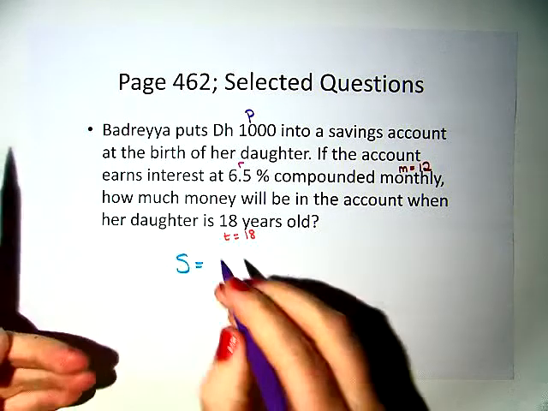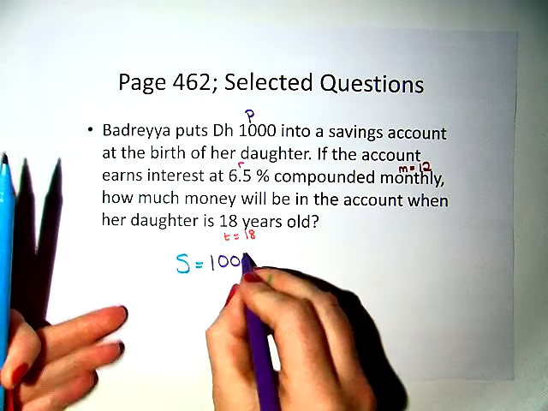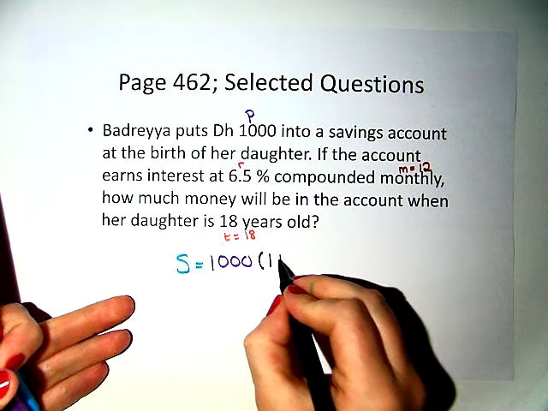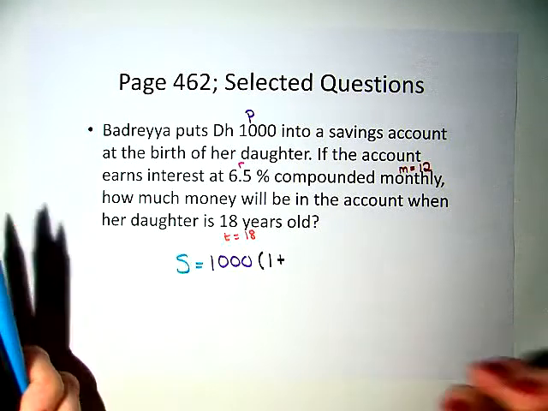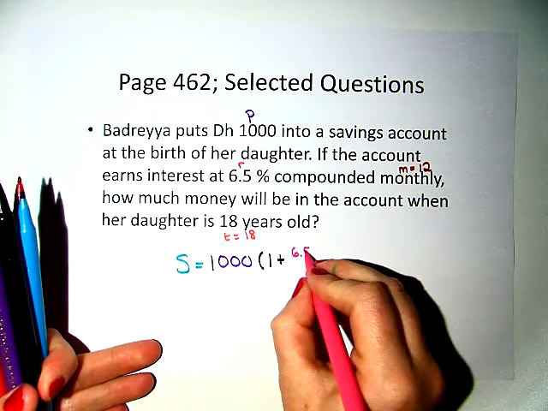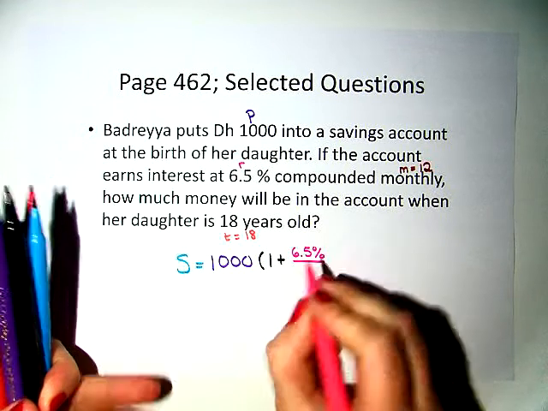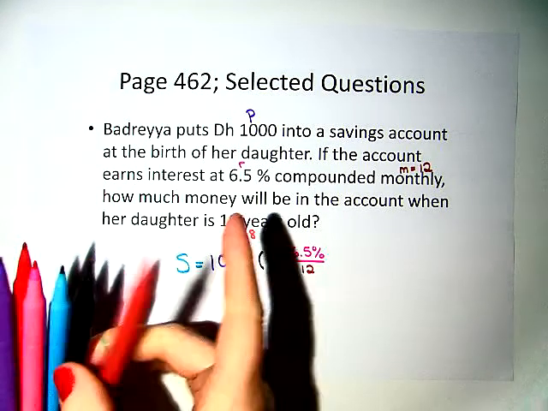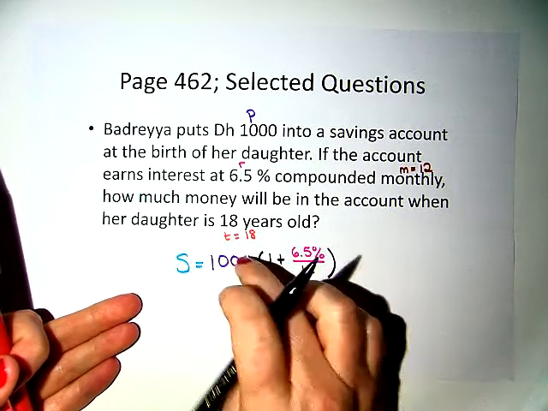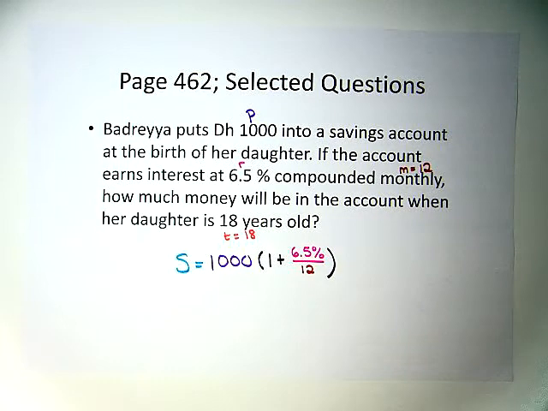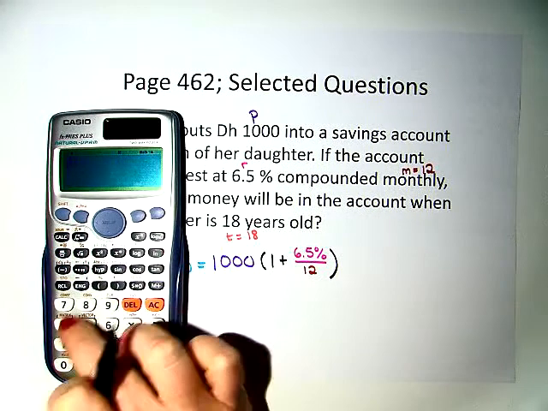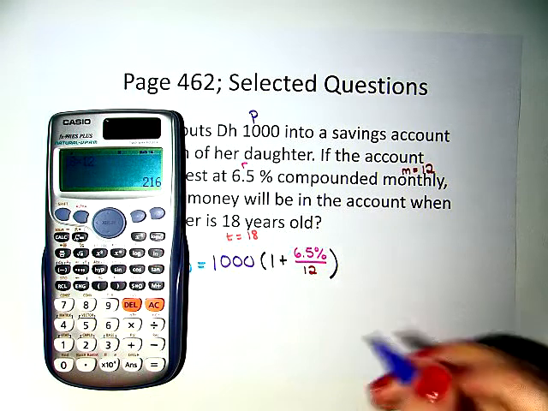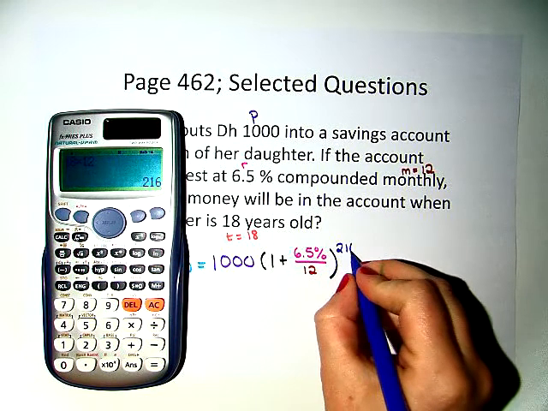So the summative amount is 1,000, and we take 1 plus our rate, 6.5%, divided by our M, which is 12. And all of this is going to be raised to T times M. So let's put that in our calculator real quick. 18 times 12, and we get that it should be raised to the 216th power.